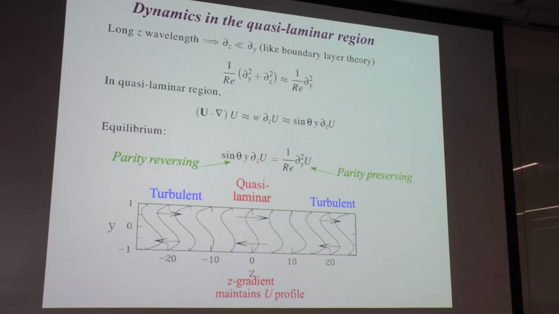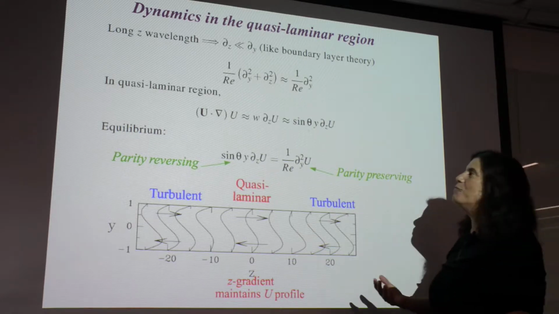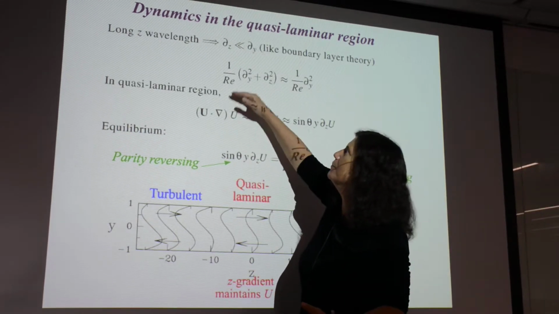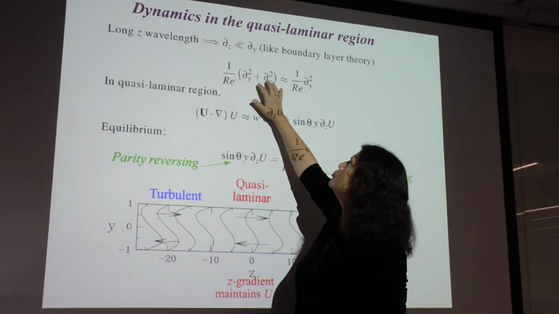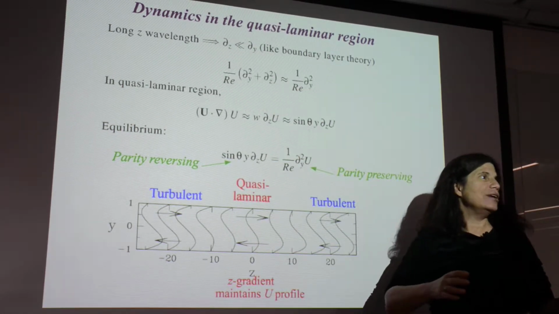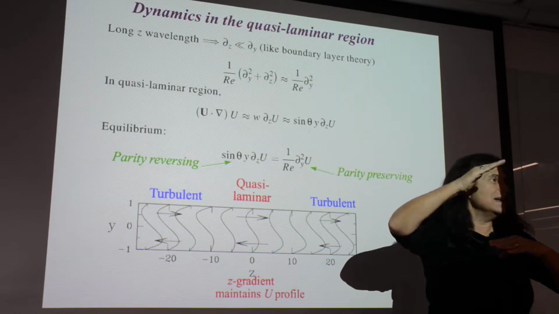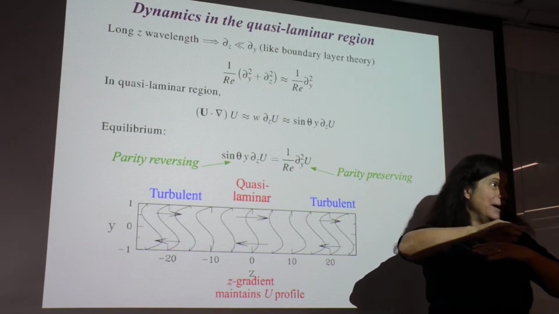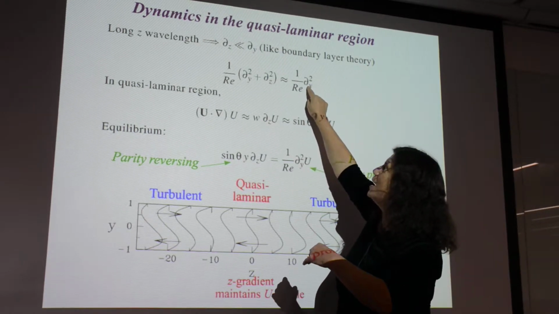Okay, I said I would answer the question about what maintains the turbulent-laminar pattern, and so here is what I have to say about it. We do have an equilibrium between advection and viscosity. And the viscosity turns out to be mostly dy squared. It's like boundary layer theory. The variation perpendicular to the wall is much more important than the variation parallel. Right. So we have that.